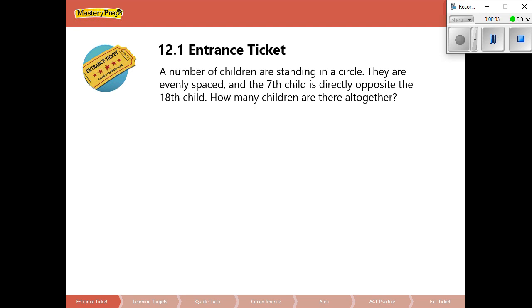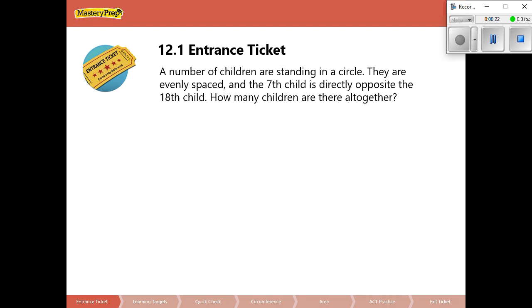So the first problem that we're looking at is this entrance ticket. Now the entrance ticket says a number of children are standing in a circle. They are evenly spaced and the 7th child is directly opposite the 18th child. How many children are there all together?